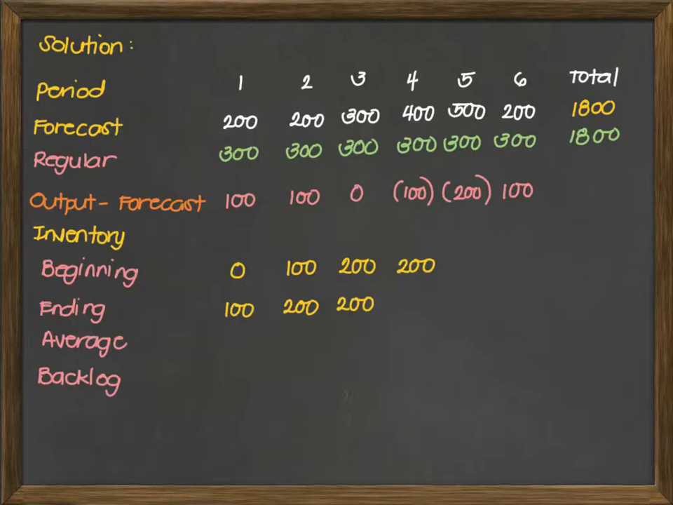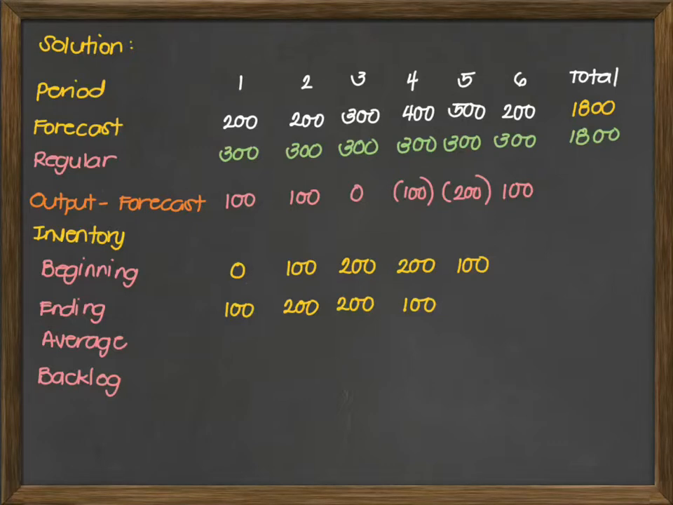So, mangyayari, yung beginning inventory natin na 200, mababawasan siya ng 100 units kasi nga kailangan niyang i-cover yung sufficient or insufficient output doon sa 4th period, which gives us an ending inventory of just 100. So, 100 na lang kasi nga nagamit na. And then again, ending inventory at period 4 will be the beginning inventory of period 5.